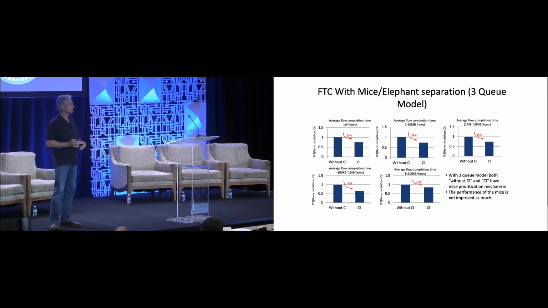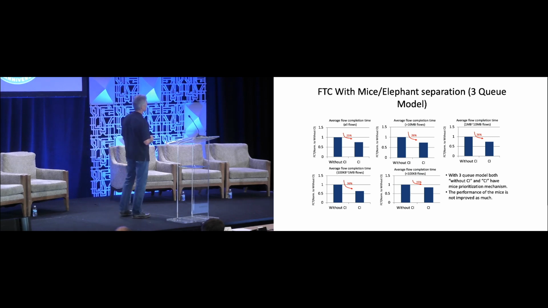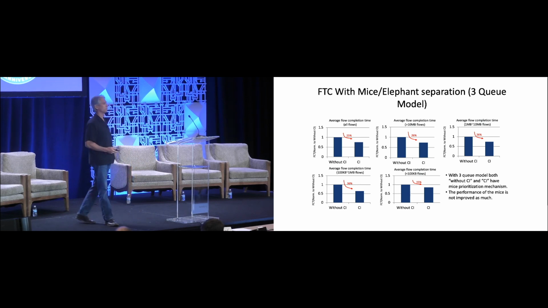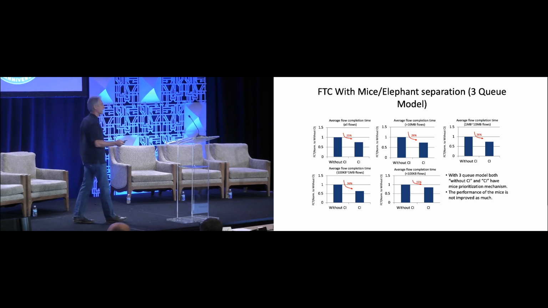We also looked at, okay, what if we have that capability, mice-elephant separation, plus a congested flow? What kind of gains do we get? So you can see just separating mice and elephants alone was pretty useful, but adding congestion isolation on top of that still gave us a 25% gain on flow completion times. So it was a very useful feature even with other enhancements that people are doing.